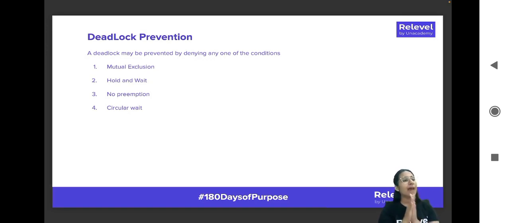The same happens with deadlock. Even if you violate one of the four necessary conditions and don't let them happen together, then we can actually prevent a deadlock. And these are all the four conditions for that.